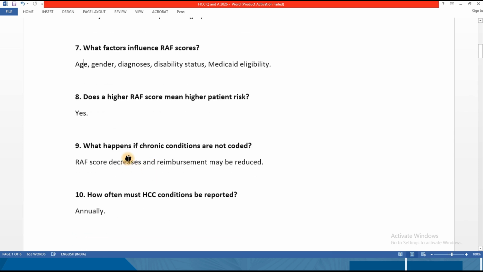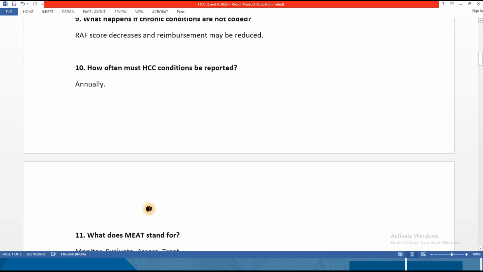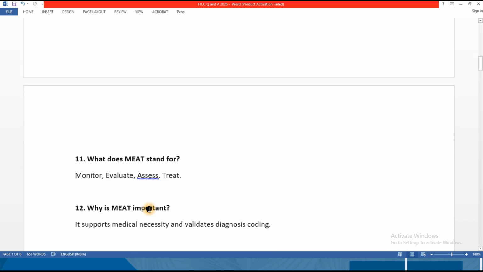Okay. Next, what happens if chronic conditions are not coded? The RAF score decreases and reimbursement may be reduced. So that is the reason we need to capture all chronic conditions from the documentation. How often must HCC conditions be reported? We need to report every patient's HCC conditions annually, once. Okay. So what does MEAT stand for? MEAT means monitor, evaluate, assess and treat.